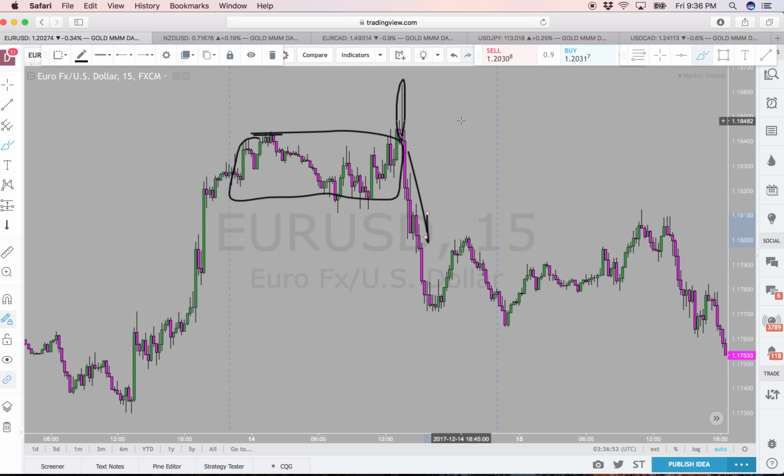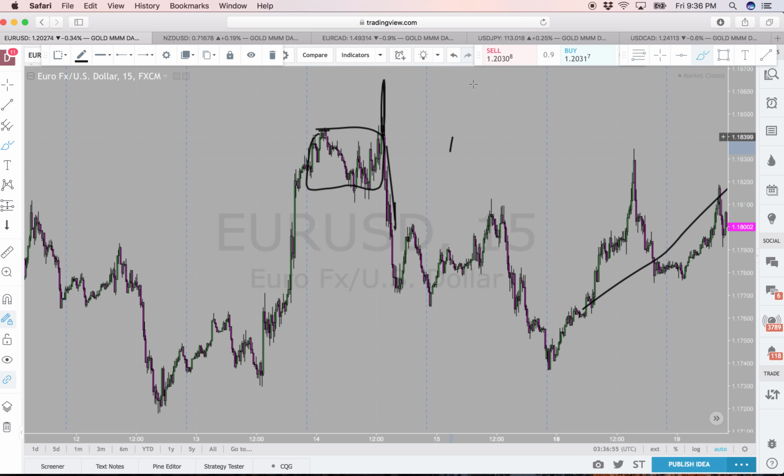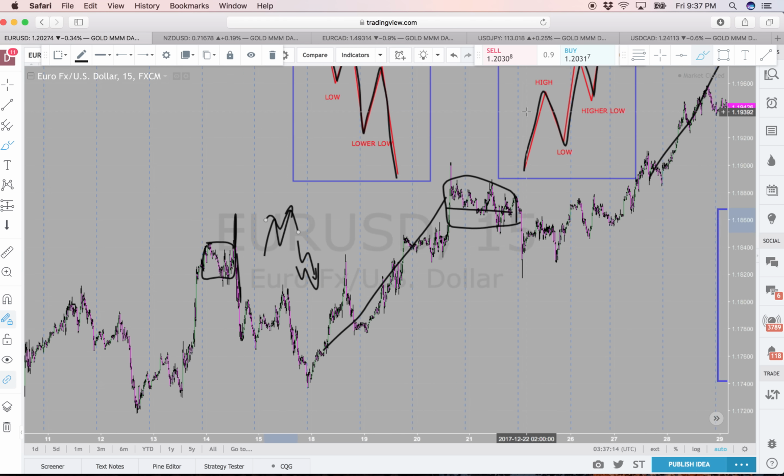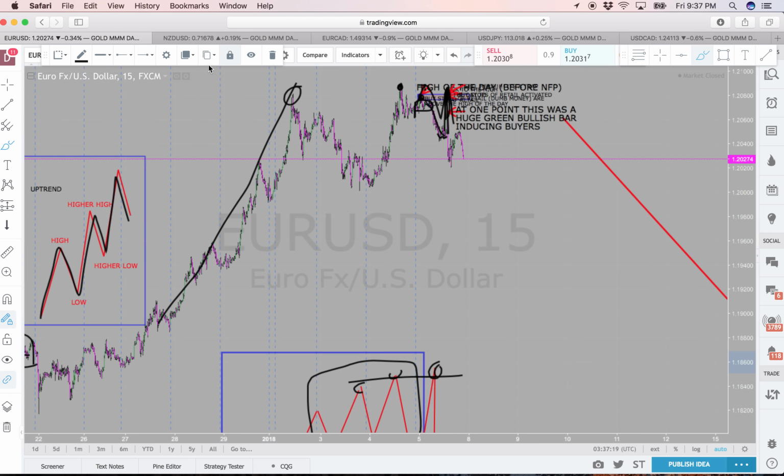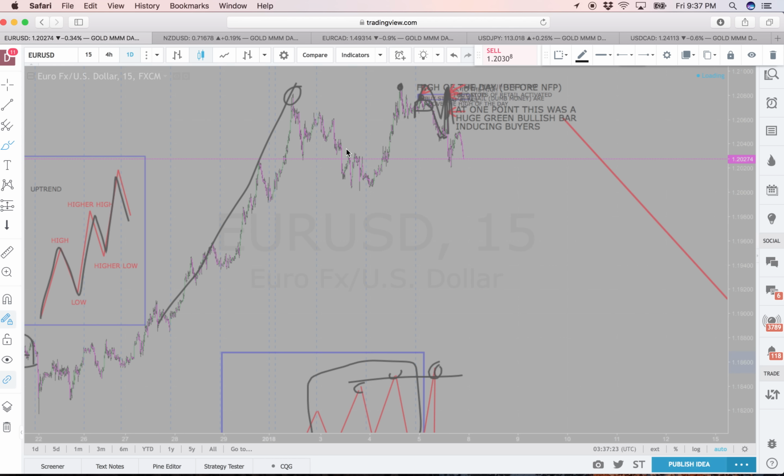So this M formation, like we said, it is used to induce long. The exact opposite for the W formation. It is used to induce short. W M. Now let's check up on and also here's a good example of the macro.